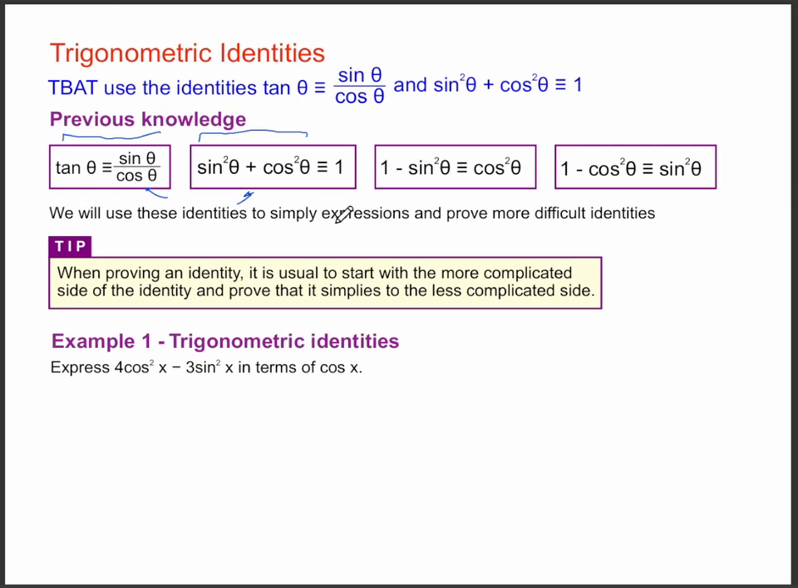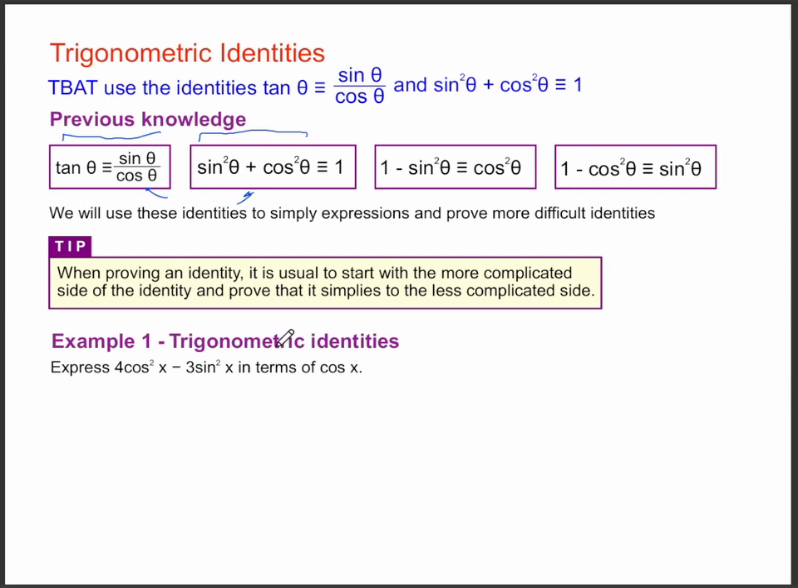Now, when proving an identity, this is a tip before we move on. If we are supposed to compare two expressions, meaning prove that one is equal to the other, then we will start with the more complicated side, and it's easier to go from that to the simpler one than the other way around. We'll see examples of where we will use this tip in action.